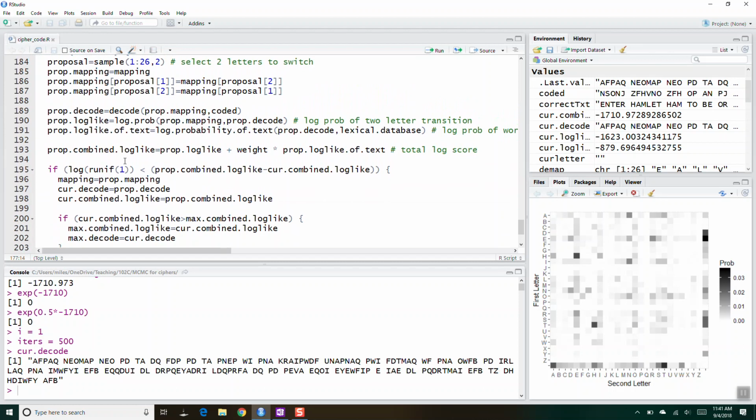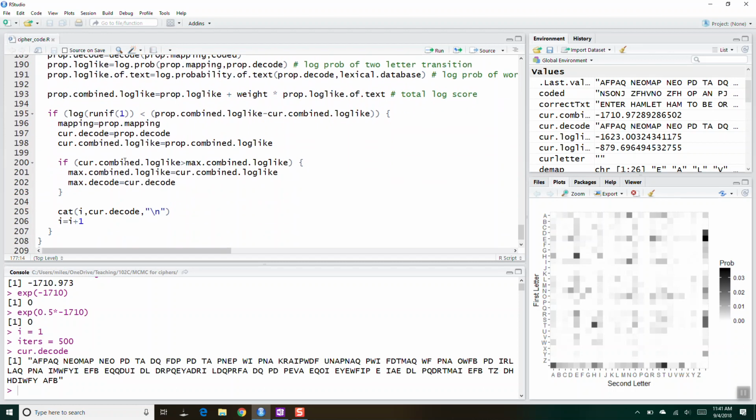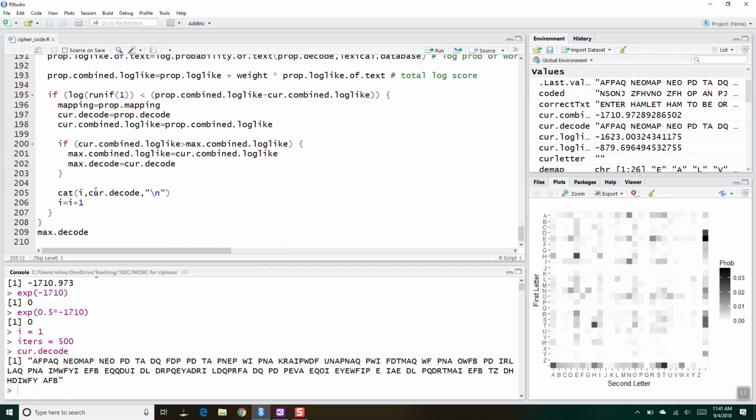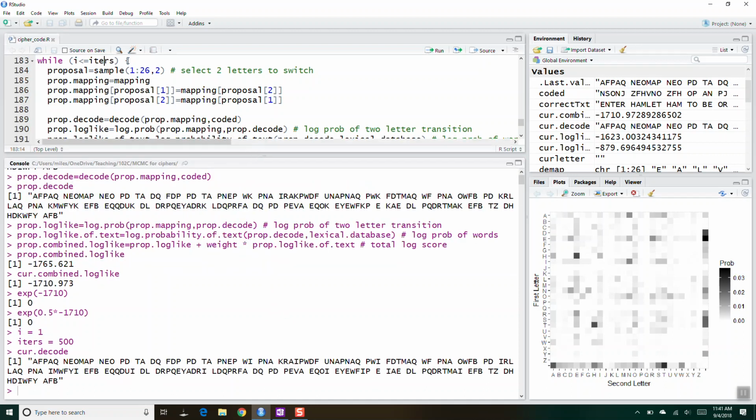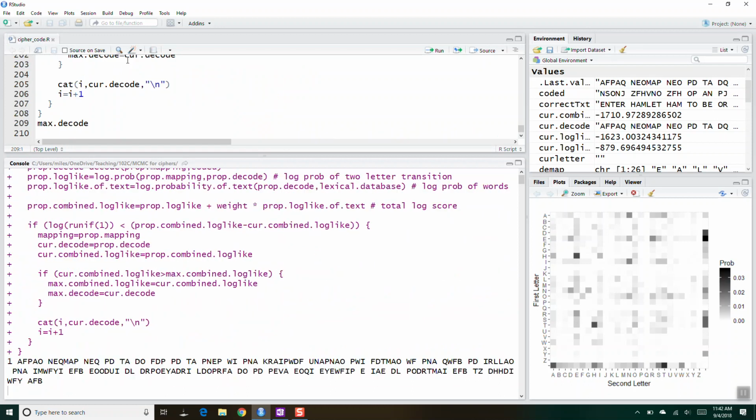Does this ever print? Proposed combined. Oh, okay, yeah, we printed out. Cat it to the screen. Okay, so let's try this out. Let's try this out. So it's going to start off here. I hope this works. I just made a change to my code here, so I hope this works.